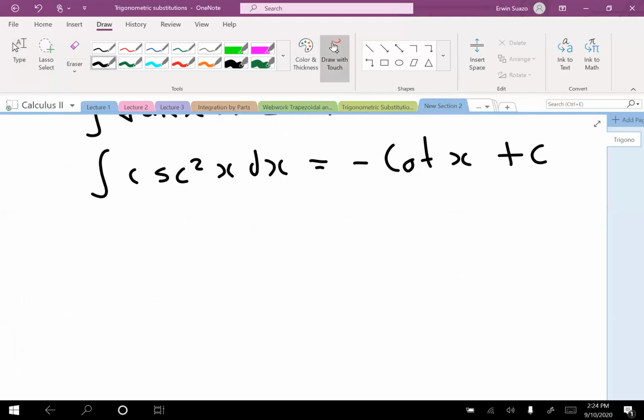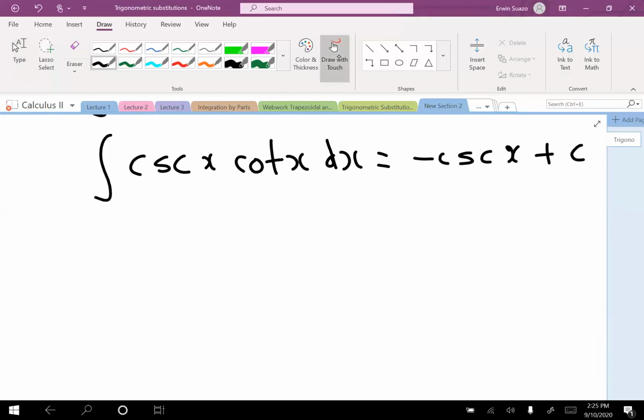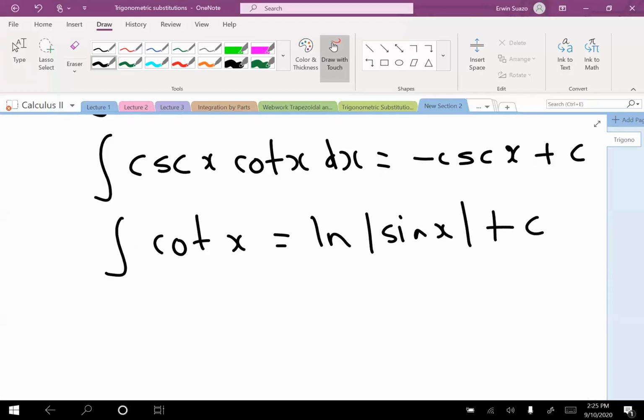Okay, so this one also will be weird to remember. You probably see this and try to do your substitution, but you can just check your formulas to see you have it. The integral of cosecant squared is minus cotangent x plus c. The integral of cosecant times cotangent is minus cosecant x. I'm just writing this down to save you some time when you are doing those weird integrals. The integral of cotangent x equals ln of sine of x plus c.